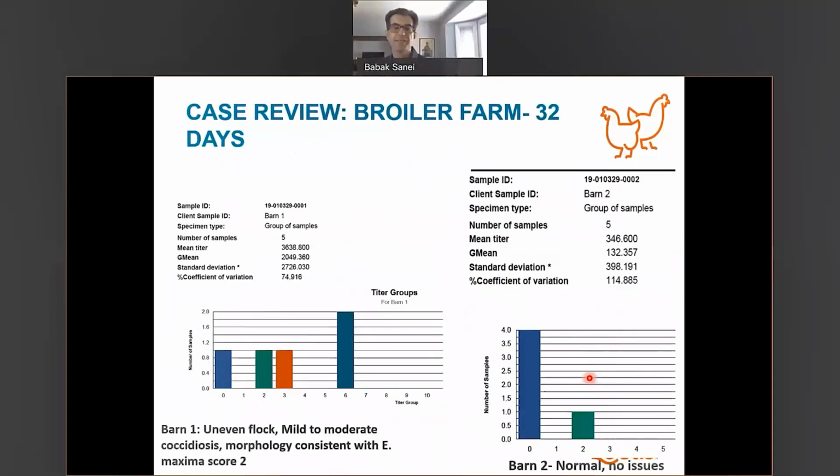This was a case where the flock was actually vaccinated. There were two barns. In the barn on your left-hand side, you see an uneven flock. That's the history of that flock. You had moderate to mild coccidia. When you open the birds, you would see Eimeria maxima in those birds. When you look at the serology, they're all over the place. There are some negative, and some very big positives, about two of these birds. And in the other barn, everything was normal. The titers were normal. There was no issue with clinical signs.